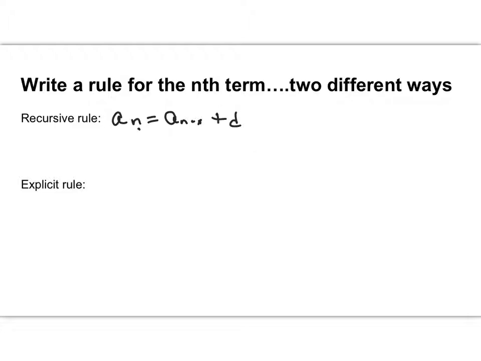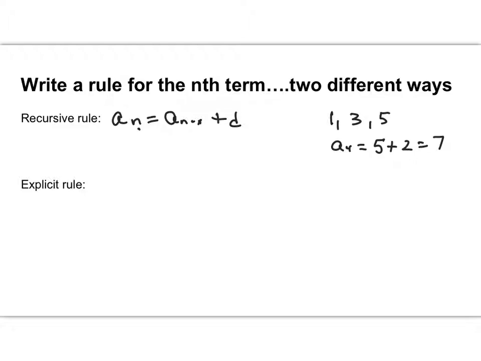So if I had the sequence 1, 3, 5, and I wanted to find the fourth term, I would take the last term before the fourth term, the third term, in this case it's 5, and the difference is 2, and that would give me 7. So that's the recursive rule. It's very simple, very basic, but you need the last term to find the nth term.